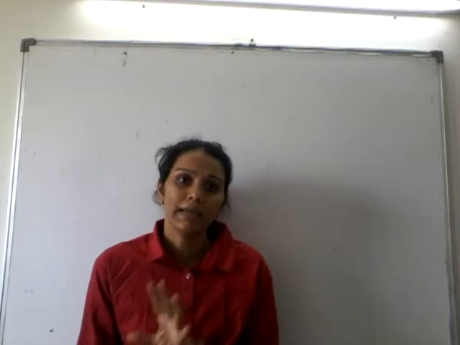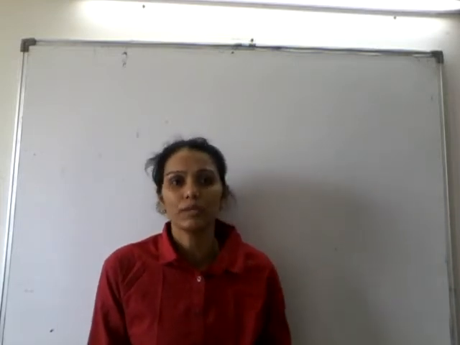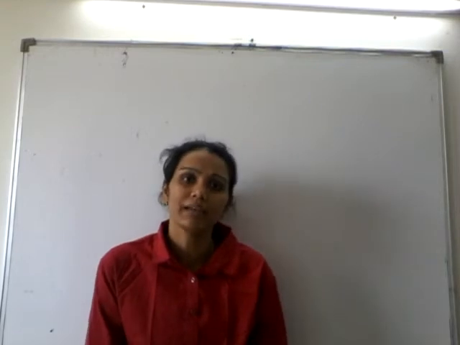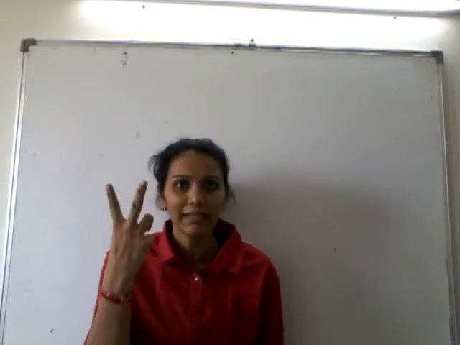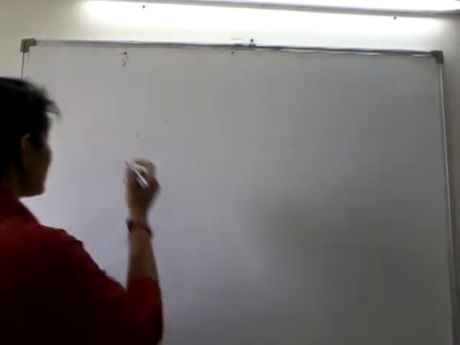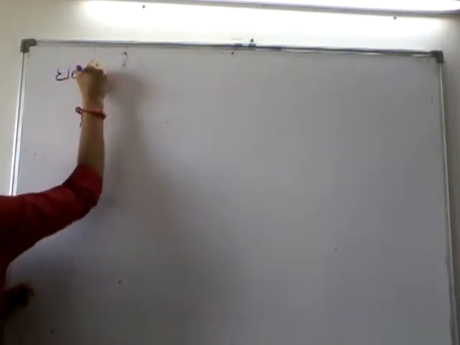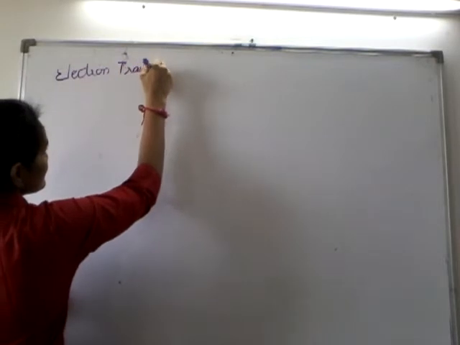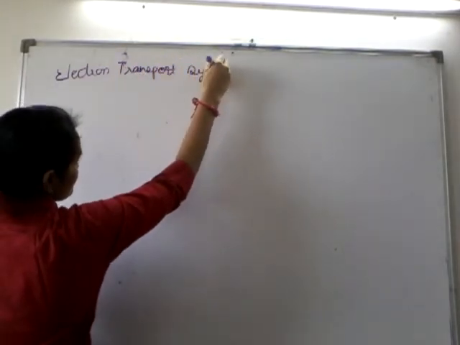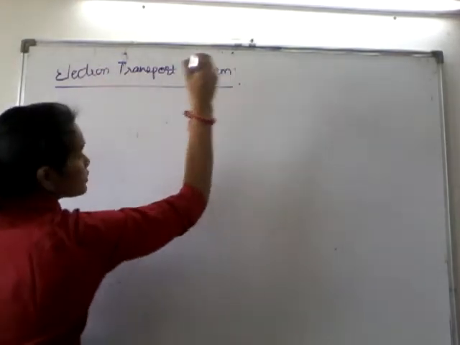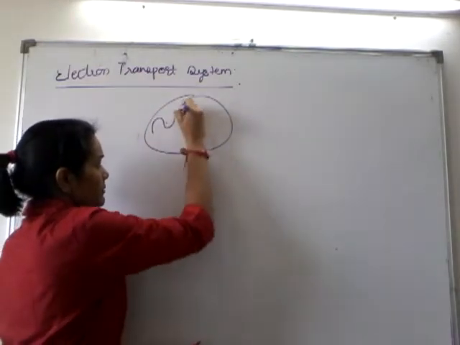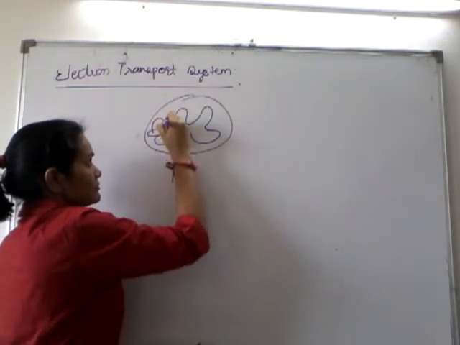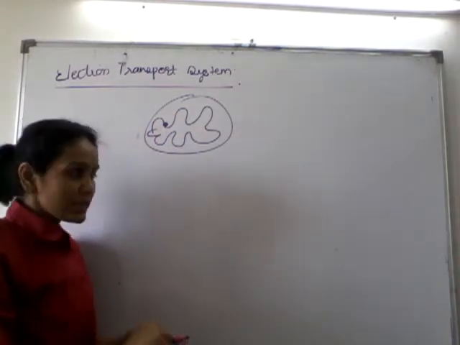In today's lecture we will see how this NADH2 and FADH2 get converted into ATP, the universal currency of energy. Aerobic respiration has 3 steps: glycolysis, Krebs cycle and ETS. So our today's topic is the electron transport system. Where does it occur? It occurs in the inner membrane of mitochondria, which is known as the crista.